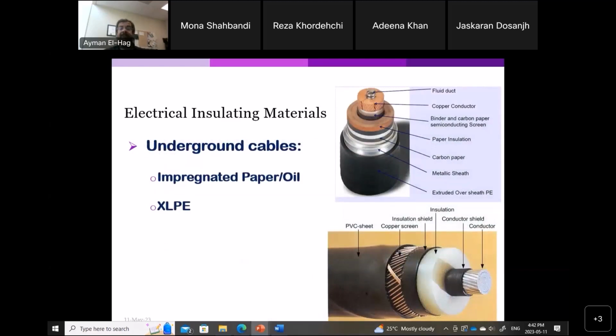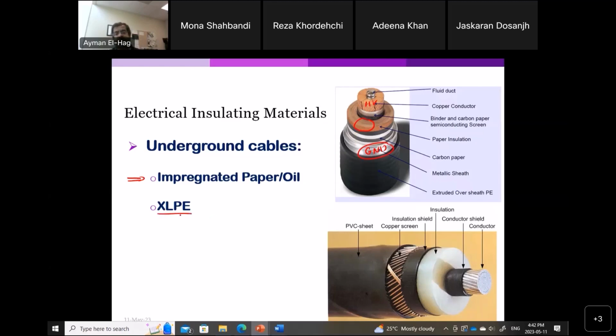Then we have underground cables. Old technology, we have impregnated paper oil. Still we have them here in Canada. Very, very old systems, but still they are working. So this insulation system, because here we have high voltage, here we have a ground. So in between we have this electrical insulating material. We have to understand their aging performance. We have to understand how to diagnose its status.